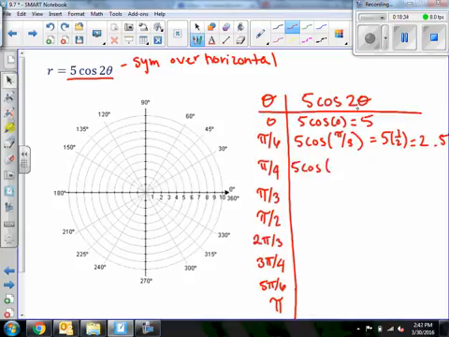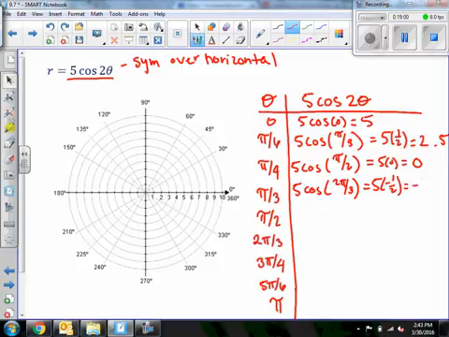Cosine of 2 times pi fourths is cosine of 2 pi fourths, or rather just pi halves. Cosine of pi halves is 0, so this is 5 times 0. We get 0. Pi thirds times 2 becomes 5 cosine of 2 pi thirds. Cosine of 2 pi thirds is negative 1/2, so we get negative 2.5.